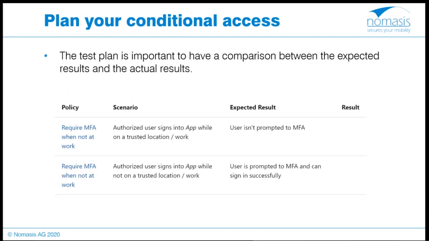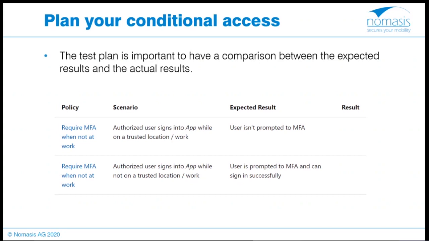So I talked to you about the test plan, and the good way to do the test plan is basically to, again, put on paper all the scenarios that can happen. For example, you have the policy require MFA when not at work. So this is one of your rules. So you can describe all the potential scenarios.